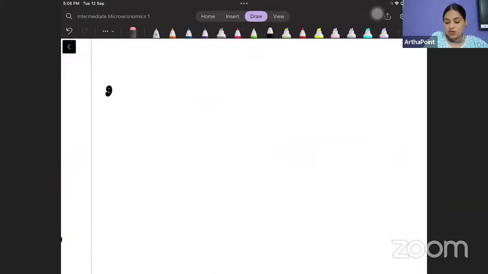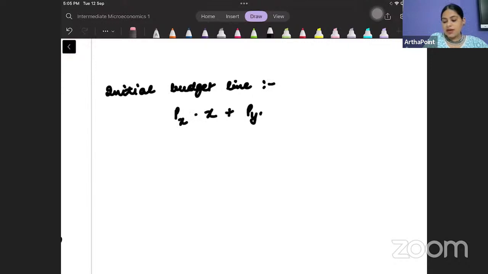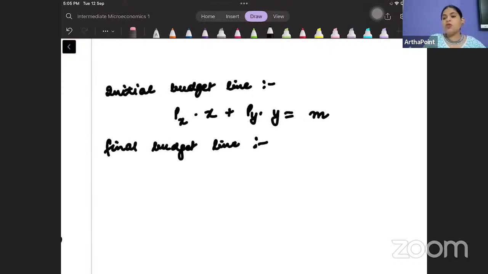So initial budget line, it can be written as px into x plus py into y is equal to income of the consumer. And the final budget line, जो new budget line है, उसको कैसे लिख सकते हो? Price of good X has doubled ना, तो 2px कर दो. Price of good Y has halved ना, so py by 2 कर दो.